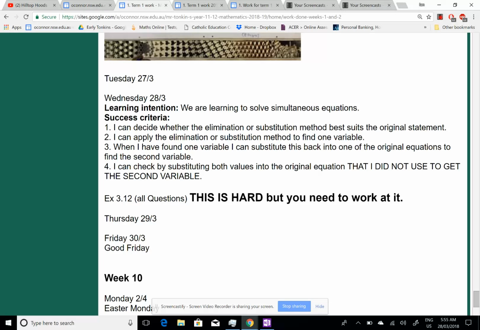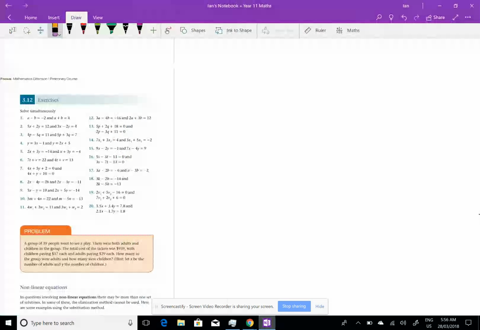And finally, you can check with both values back in one of the original equations, but you've got to make sure that when you do this last step that you don't use the equation you used to get the second variable. Now, all of this will become apparent when we do some examples, so let's go. So I'm going to do the first one, and the first method I'm going to do is the elimination method, because I've already looked at the first one and I've gone, yes, that suits it best.